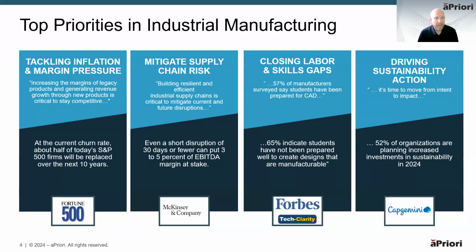And we really help with the top priorities in industrial manufacturing at the moment. So the big 4 that we hear a lot from our customers and are shared by consulting firms and news articles, tackling inflation and margin pressure is still a really big one. There's still a lot of uncertainty and lots of churn in the top companies, and trying to innovate to stay ahead of those changes. And that's something we can really help with.